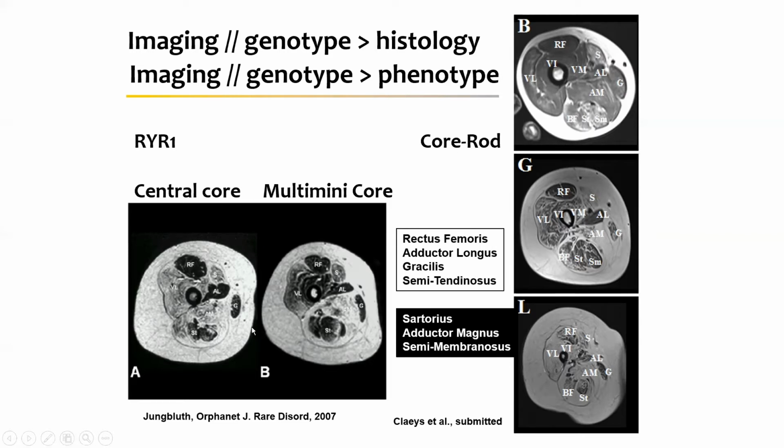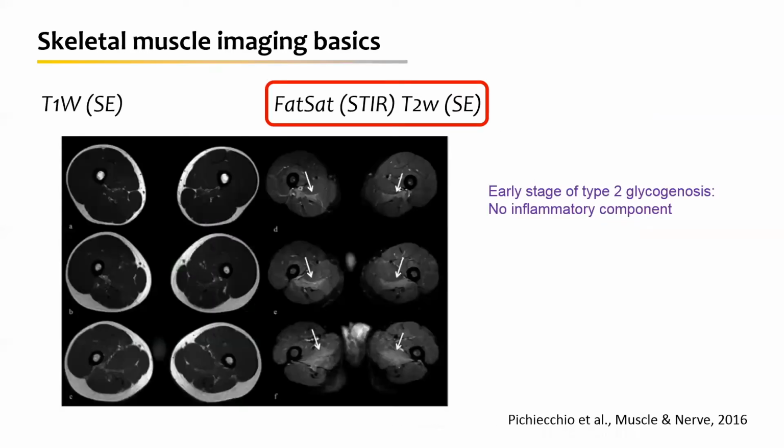So when you are in a situation where the sartorius is affected, not a rare condition, the gracilis is preserved, adductor longus is preserved while magnus is destroyed, rectus femoris is preserved while the rest of the quadriceps is heavily infiltrated, and in the hamstring, the semitendinosus is less affected. This is very highly suggestive of ryanodine receptor mutation. One of the few other conditions where you have similar things is for subjects who are heterozygous for the myotubular mutation. And that's it for the pattern.